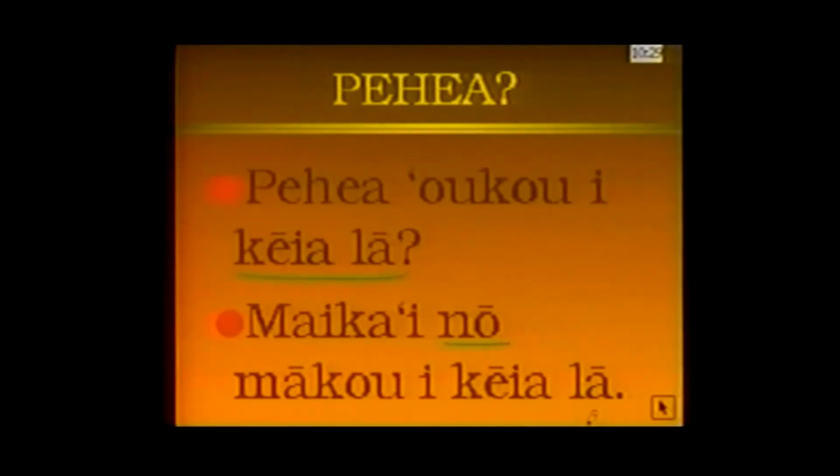Pehea oko i keia la. Let's ask that question because that's the other thing we should be practicing, is to sound Hawaiian. Pehea oko i keia la. Pehea o ko i keia la. Yeah? It's like pidgin. How you guys today? Yeah? It's not, how are you guys today? Okay? It's, how you guys today? You guys sound kind of haole, okay? How you guys today? Pehea oko i keia la. Mai ka'i no mako i keia la. Okay, mai ka'i. All right.